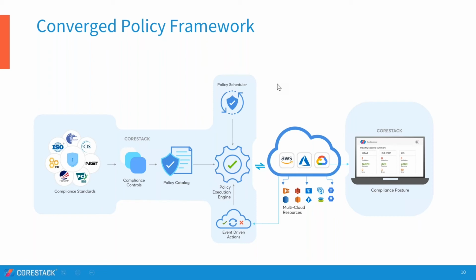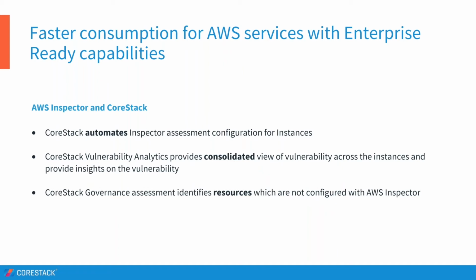Those are apt, so relevant, I would say, for their organizations, their companies, their customers. A real quick example, how we help faster consumption of AWS services. I briefly mentioned AWS Inspector because we are talking about compliance or security. While AWS Inspector does a phenomenal job, and some of the speakers did highlight, and most of you might be using it, what CoreStack does is further automate the assessment configuration at the instance level.